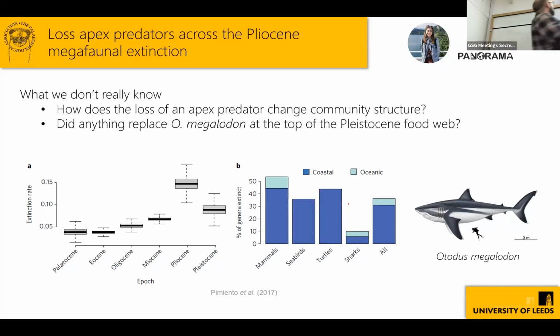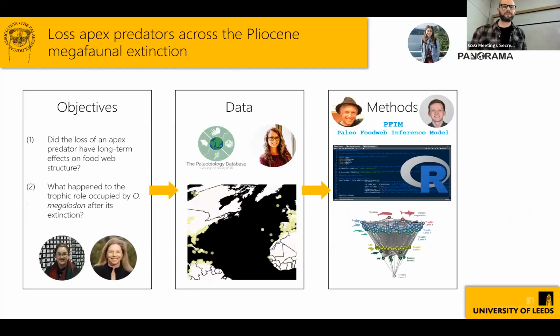What don't we know, though? We don't know what happens to community structure when you lose an apex predator. And we also don't know if anything replaced the Meg at the top of the Pleistocene food web. So are we just removing this hyper giant apex predator completely, or does that influence your next layer of predatory taxa, many of which are still extant today? So objectives: did the loss of an apex predator have long-term effects on food web structure? And what happened to the trophic role occupied by the megalodon after its extinction?